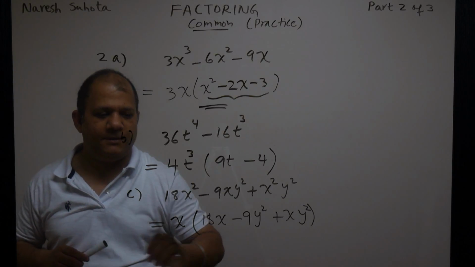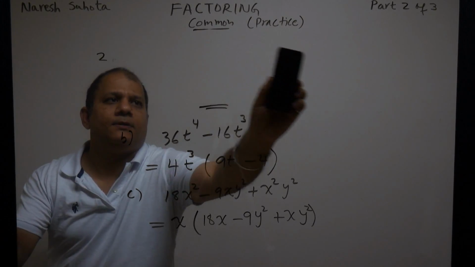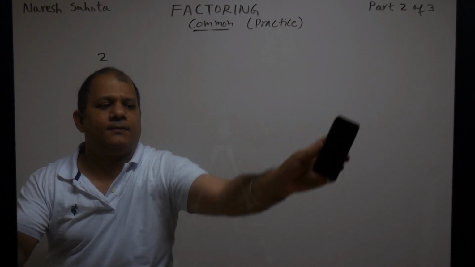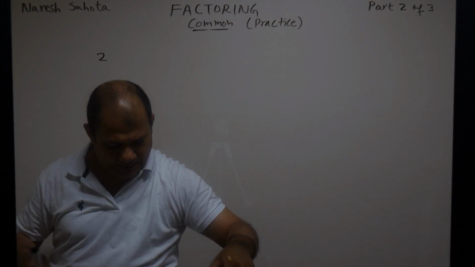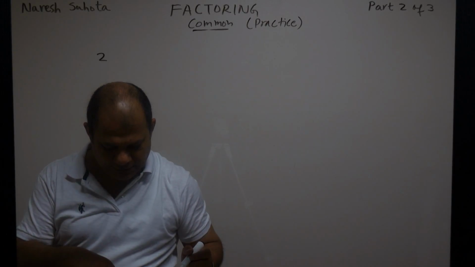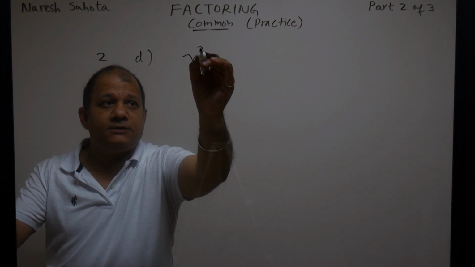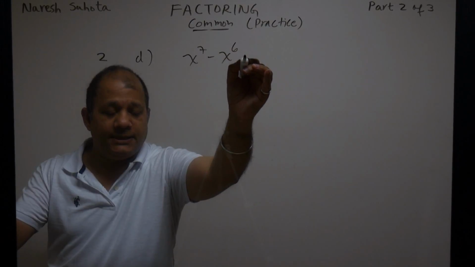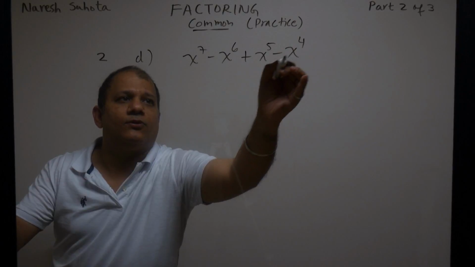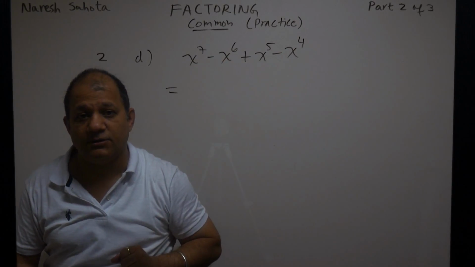Okay, all right. So that was that. Now let's do D. So we have x to the 7 minus x to the 6 plus x to the 5 minus x to the 4. So common factor, so it's all x's in all the terms.